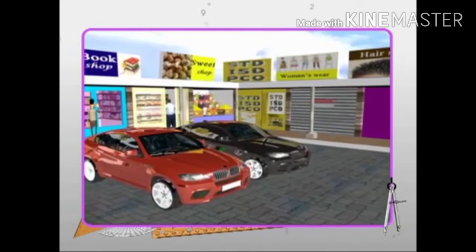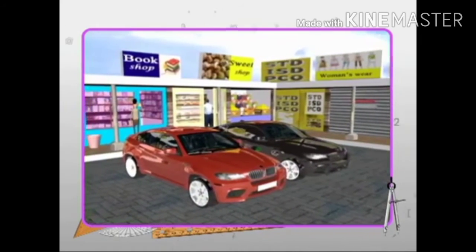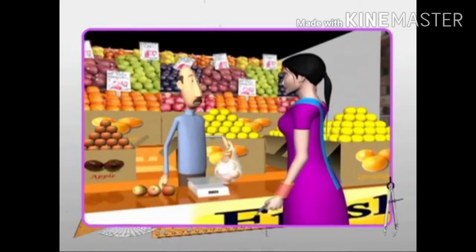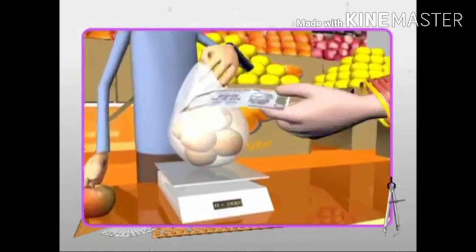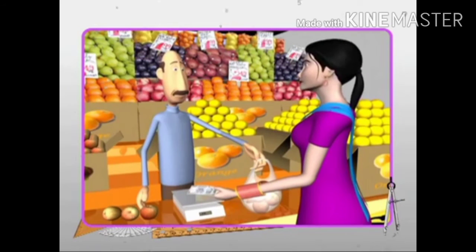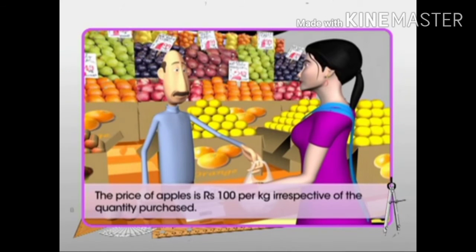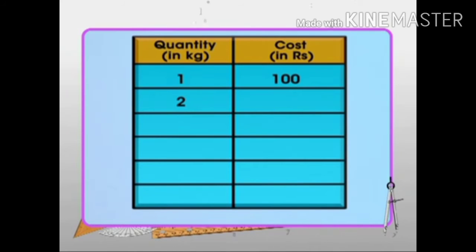It's a common experience that more the quantity one wants to buy, more one has to pay. This logic holds true for any commodity available in the market, be it sweets, books, or anything. Mama has bought apples. She paid rupees 100 for 1 kilogram of apples. She was told by the fruit seller that there is no discount on the price of apples, whether she buys 1 kg or 10 kgs of apples. So for 2 kg of apples, the price will be rupees 200. For 3 kgs, it is 300, and so on.